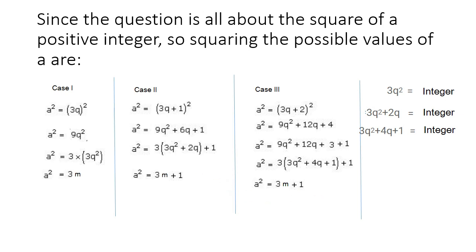So we started with a is equal to 3q, a is equal to 3q plus 1, and a is equal to 3q plus 2. There are 3 parts for this particular question, and we squared all these 3 parts and got the answer as 3m or 3m plus 1 or 3m plus 1. Here we just have to apply this mathematics. The question will vary, so you have to understand how to split this particular constant number.